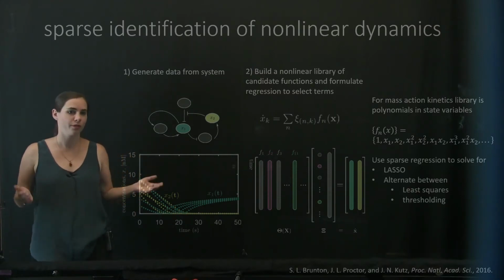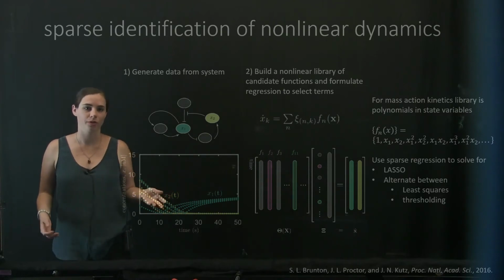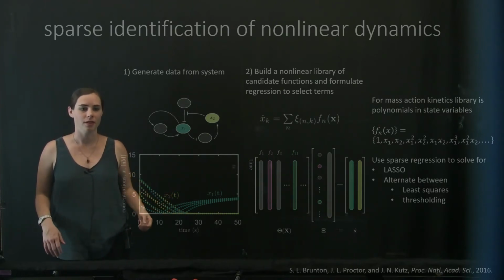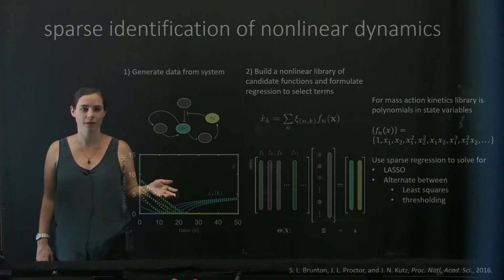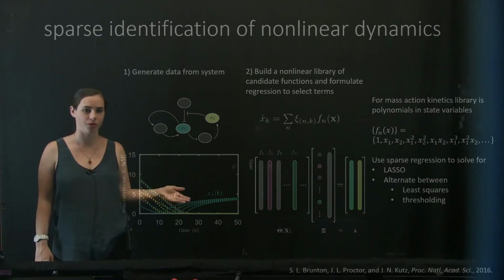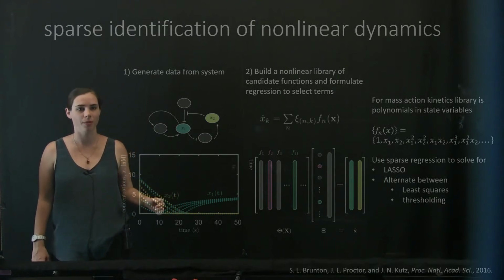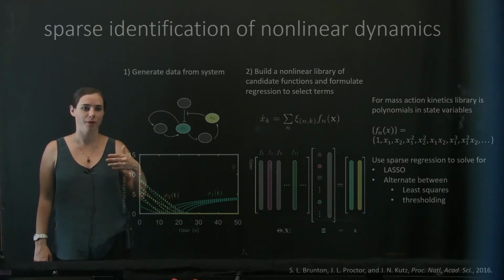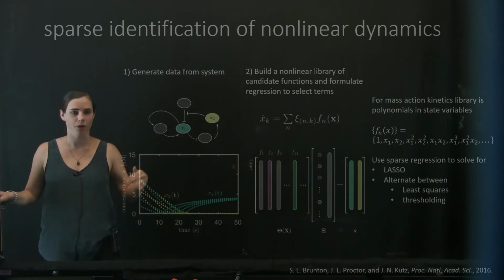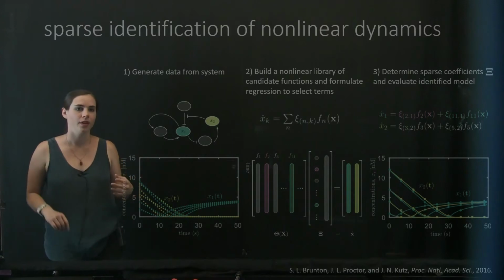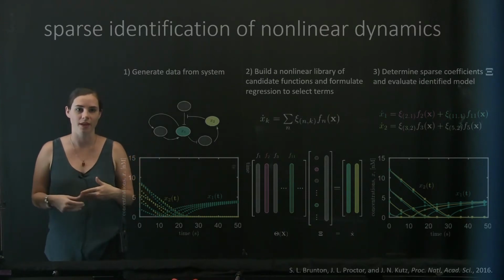And you can solve this sparse regression problem using either lasso, which is one of the most common techniques, or, in the PNAS paper, my co-authors actually used an alternating method between least squares and thresholding. So they would solve the least squares problem and then threshold out some values in the resulting Xi vector that were below some value. Okay, so once they have found the sparse coefficients, then they can reconstruct and evaluate the identified model.